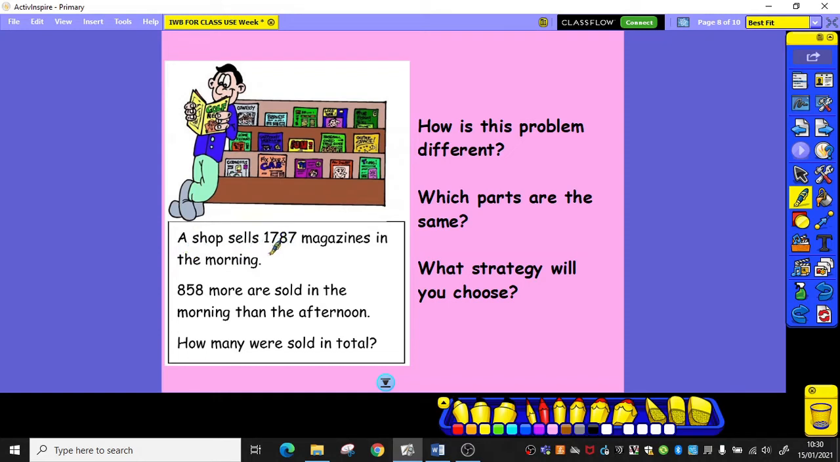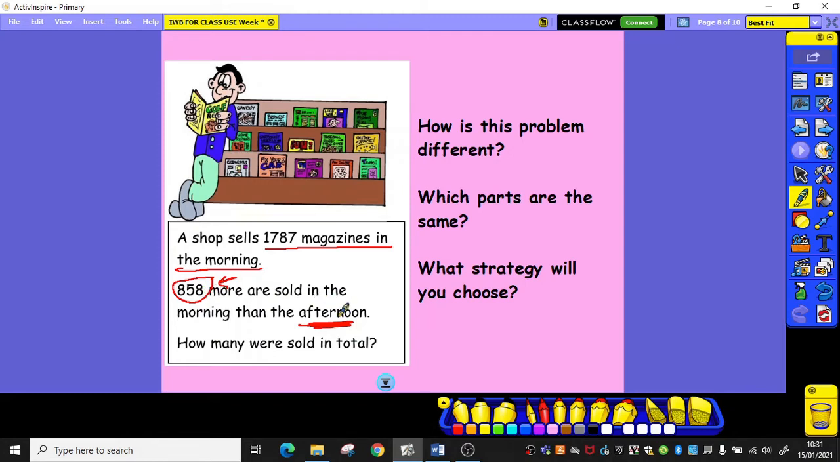However, just think about this one and think about what you've got to do. A shop sells 1,787 magazines in the morning. So it's not actually telling us the total for the day now. It's telling us how many in the morning. It then says 858 more are sold in the morning than in the afternoon. So I need to work out how many were actually sold in the afternoon then. Well, this amount more was sold in the morning than the afternoon. This tells me then that my afternoon number is going to be smaller than 1,787. In fact, it's actually going to be 858 less than this number, isn't it?